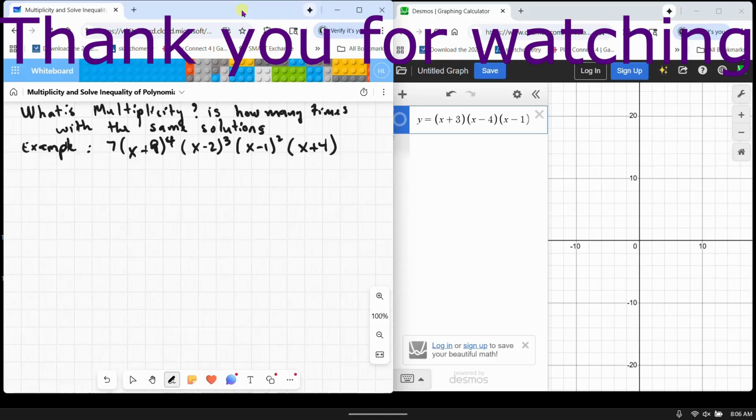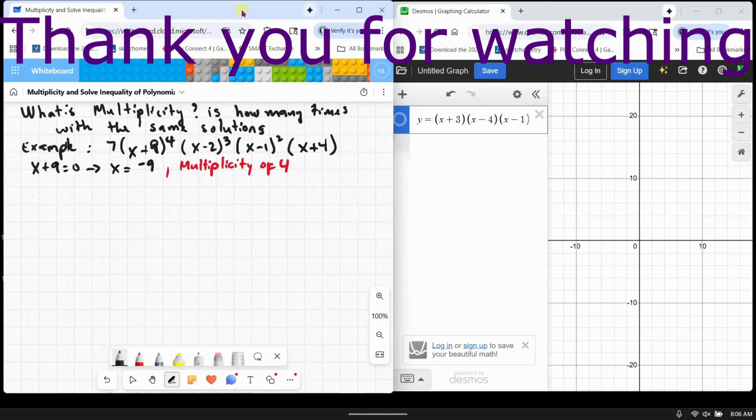Okay, so the first one, we can do x plus 9 equal to 0. So x equal to negative 9. Because it has an exponent of 4, this one has a multiplicity of 4.